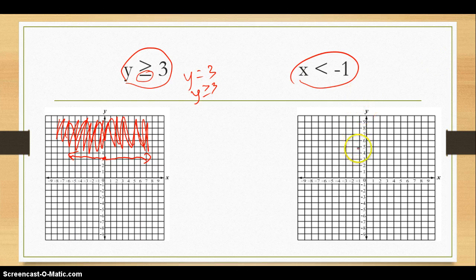x is less than negative 1. Remember, x is equal to negative 1. We go to negative 1. We know that this is a dashed vertical line now because it's not equal to. And x is less than negative 1. So what is less than? Negative 2 is less than negative 1. So we shade the left side of here. So on the ones that don't include an x, or this one doesn't include a y, you know that they're going to be a special line.